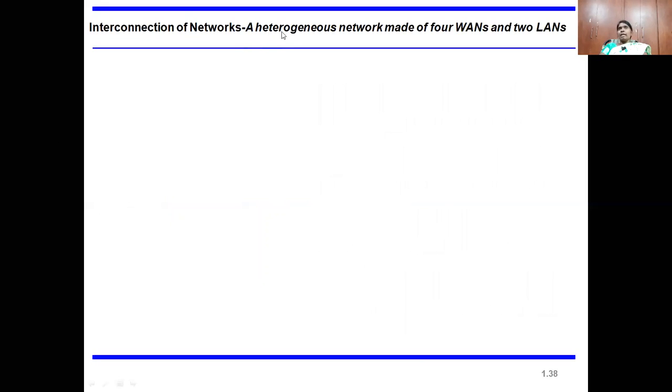Okay, heterogeneous network. Heterogeneous network means interconnection of networks. Interconnection of networks means two or more connections: one side a LAN connection, one side a MAN connection, and another side a MAN connection. All these are interconnected. We'll see.